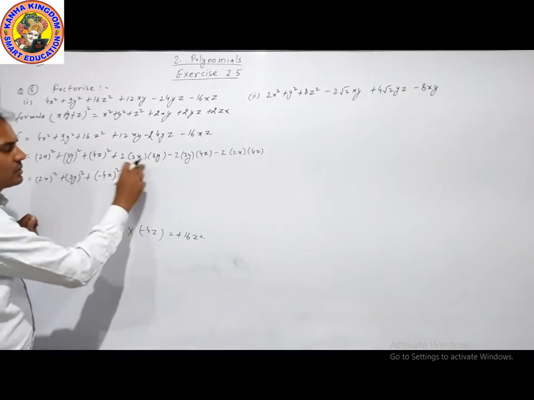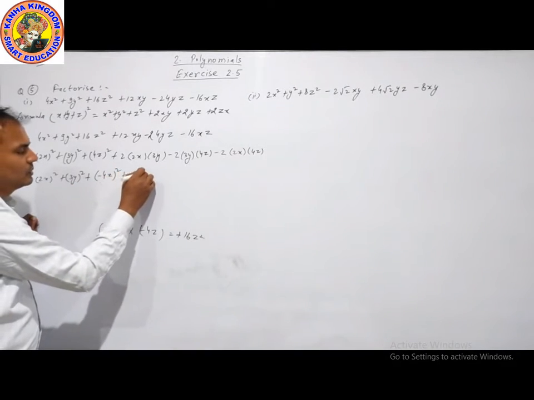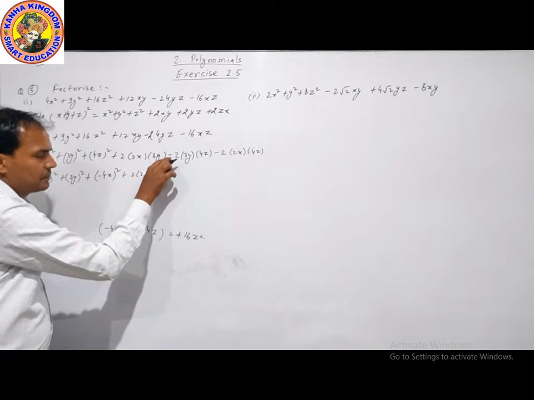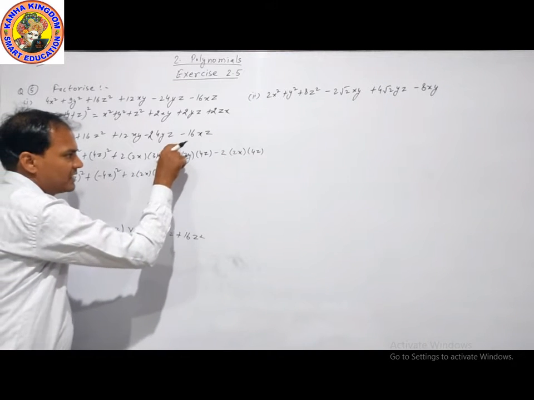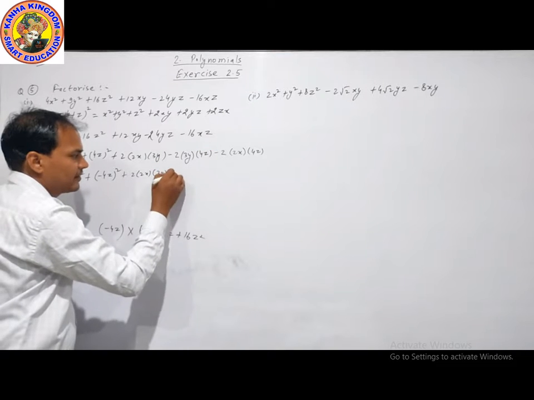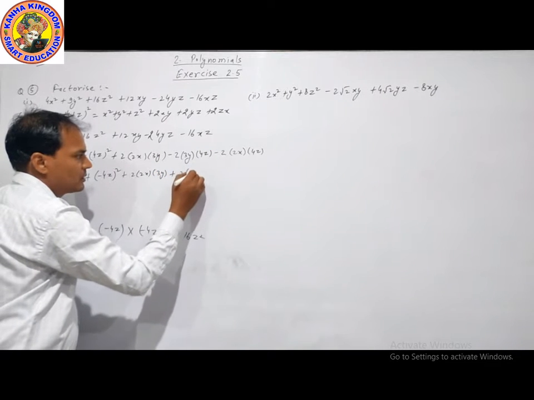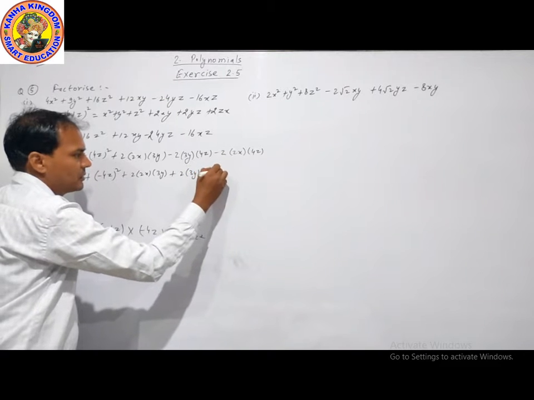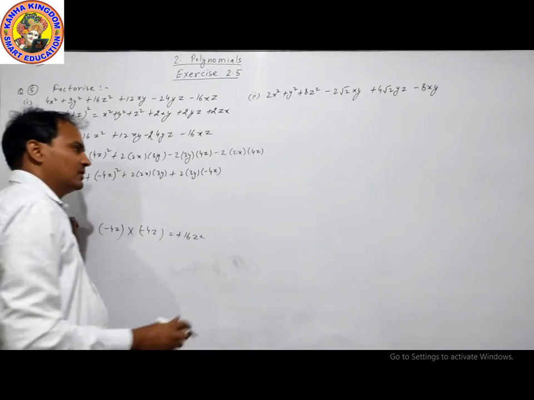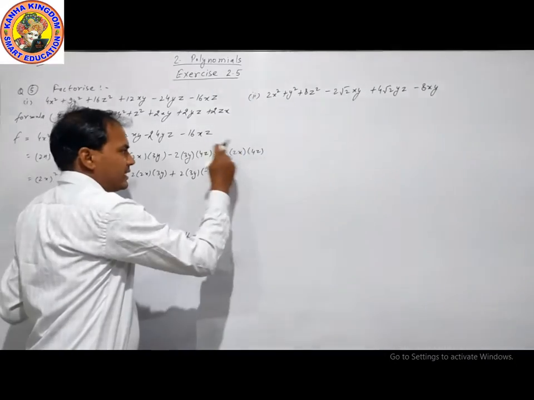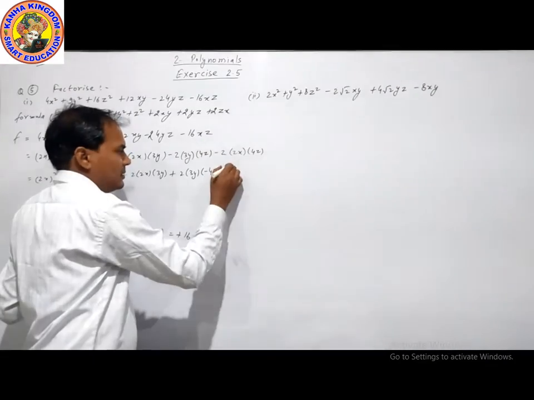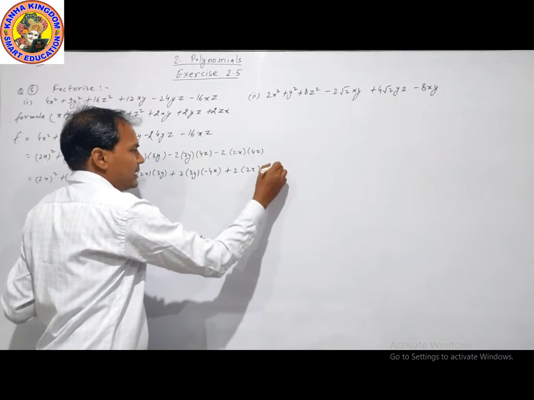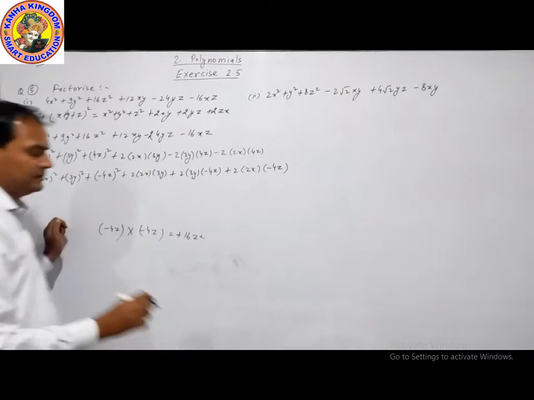Now here is no z. 2, we are writing as plus because minus will go to z. Plus 2 into 3y then minus 4z. Now here z, then minus goes to z, plus 2 into 2x then minus 4z.